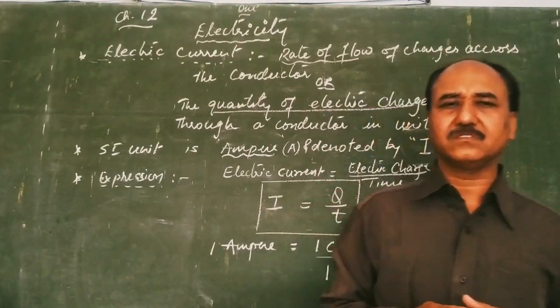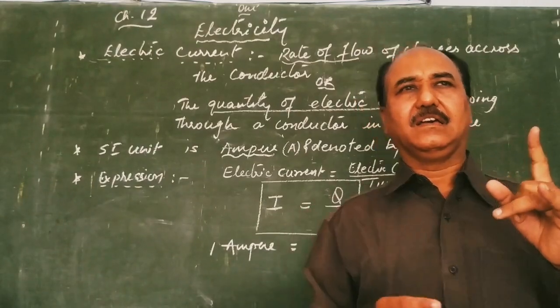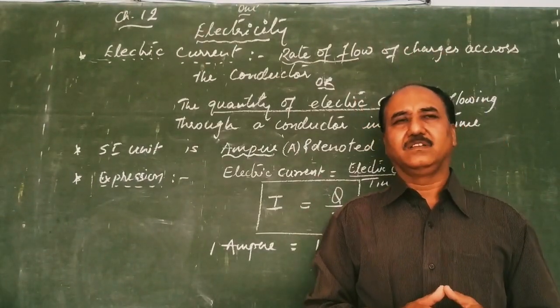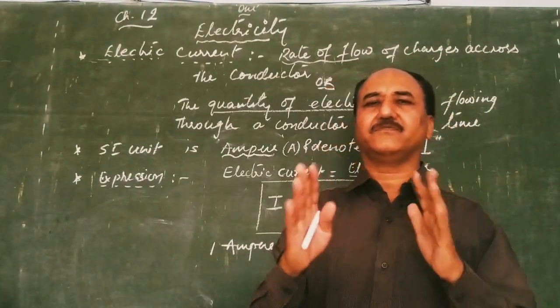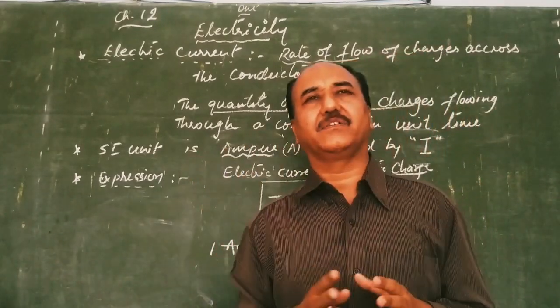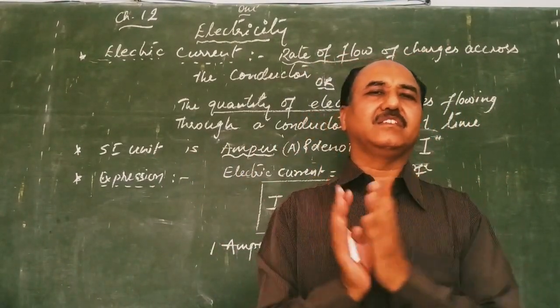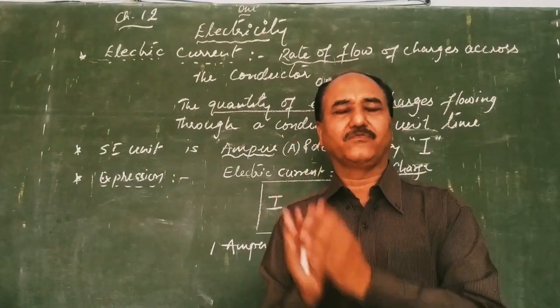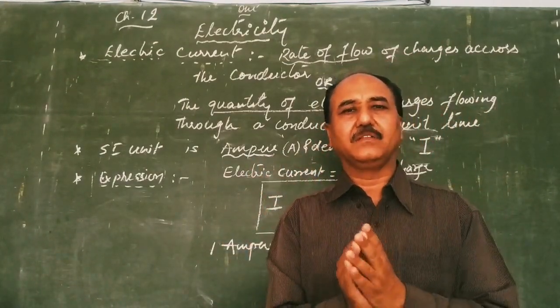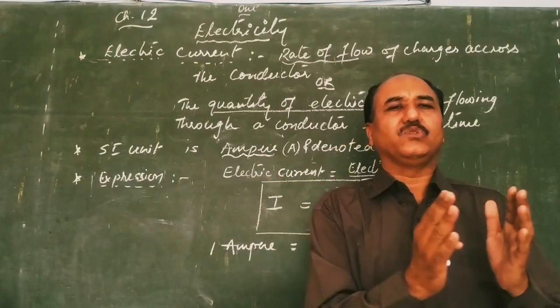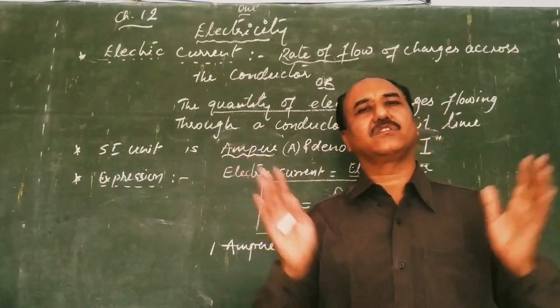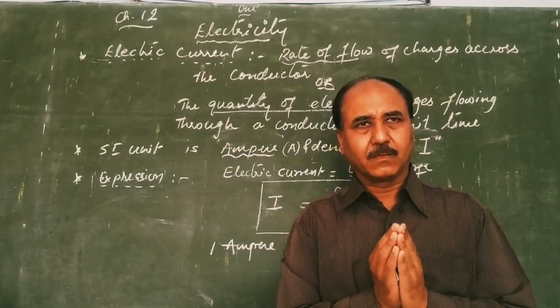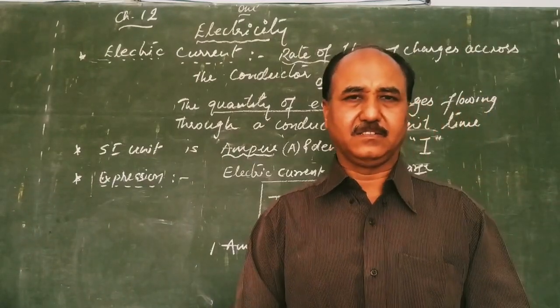The first was electric charges, and since you know that electric charges are of two types, positive charges and negative charges, and generally these charges flow across the conductor. That means they move from one end to another, and when these charges move from one end to another end, that is called potential. Now what is electric potential?